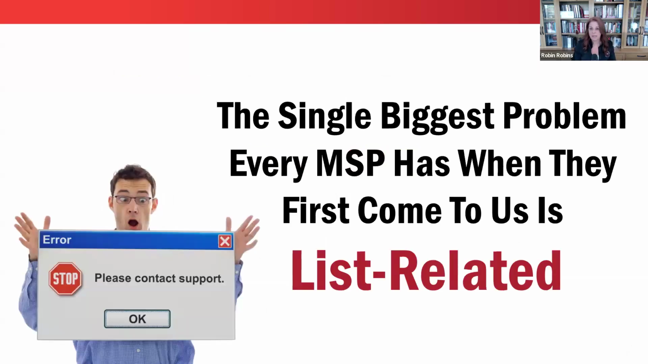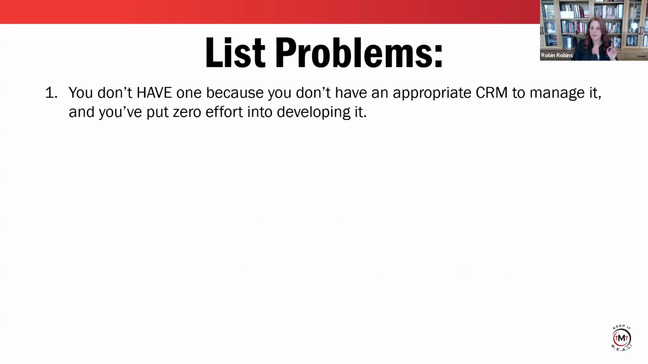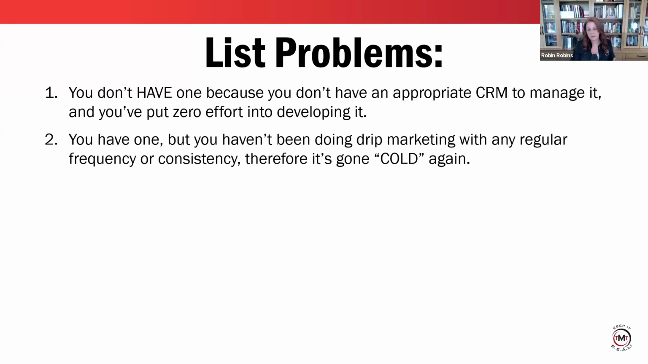is left behind. Because the number 1 problem every MSP has when they first come to us is list related, meaning they don't have one. They have no CRM. They've not been building it. There's no way to capture leads on their website. They've gotten referrals and they've ignored it. It's in their inbox somewhere, or they've been to a networking event and they got that stack of business cards that's in your desk drawer with a rubber band around it, not put into a CRM, not followed up on, et cetera, et cetera. Or you might have a list, but you haven't been doing any drip marketing.